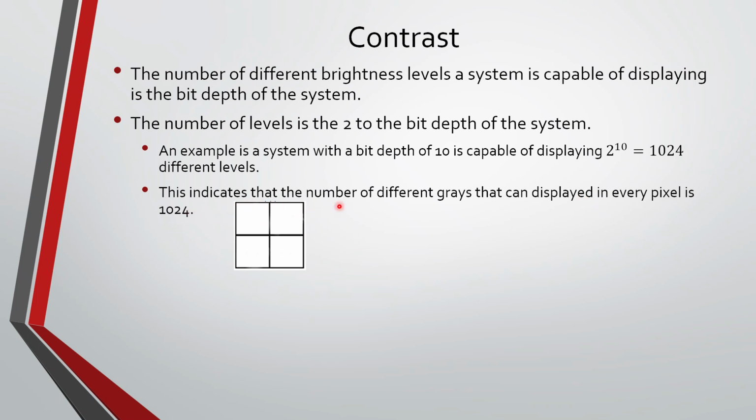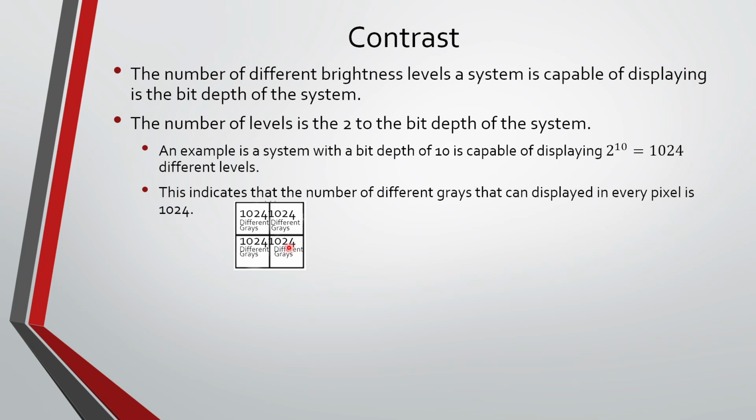This indicates that the number of different grays that can be displayed in every pixel is 1024. So each pixel, which we already have in a matrix here, can represent 1024 different grays. Each pixel will get assigned a value, and that's just going to relate to a gray. It may look more white, it may look more black, but it's just a gray level. And each pixel can have a different value.